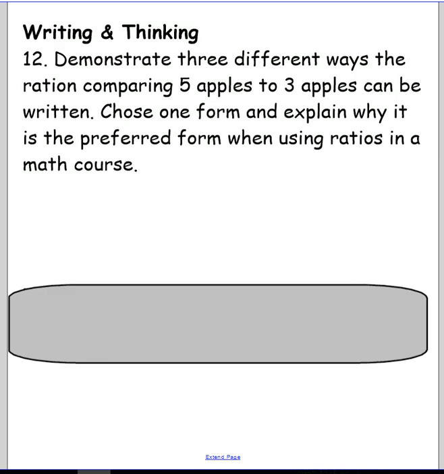Okay, so now here's time for you to jot down some of your thoughts. Demonstrate 3 different ways the ratio comparing 5 apples to 3 apples can be written. Choose one form and explain why it is the preferred form when using ratios in a math course. So pause the video, write down your ideas, and then I'll show you what I have so you can compare, maybe add some extra to your notes.